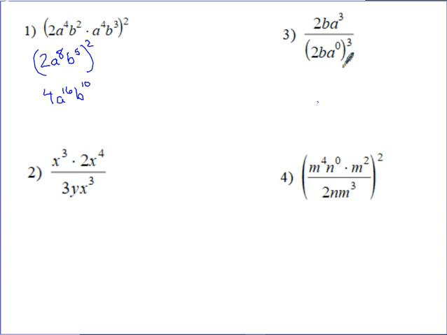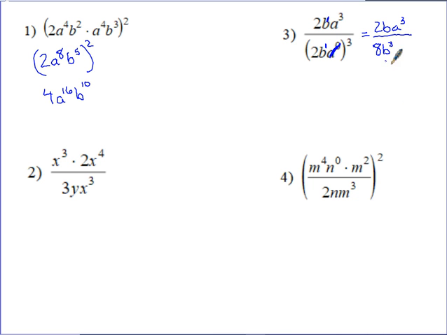All right, down here, I'm going to do the same thing. 2b a to the 3rd on the top is going to stay. On the bottom, 2 to the 3rd power is 8. This, if there's no exponent, it's a 1, all right? So 1 times 3 would be 3, so this becomes b to the 3rd. 0 times 3 is 0, so that means these a's I don't have to write anymore, okay?